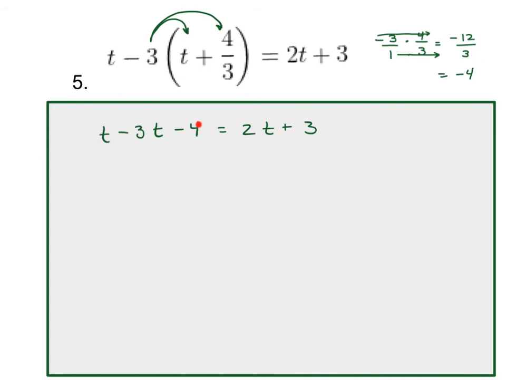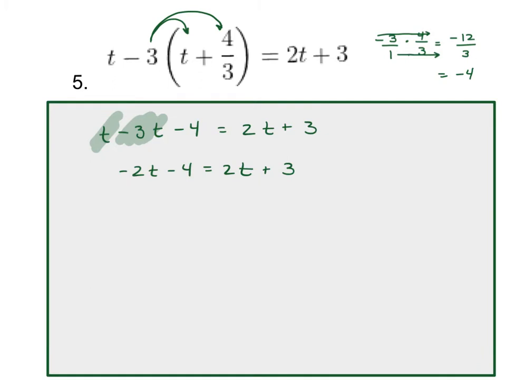Okay, on the left-hand side, we have no more parentheses. We do have some like terms here that we can put together. So let's go ahead and I'll highlight those. 1t, take away 3t's, so that's negative 2t's, minus 4 equals 2t plus 3. And so now we're ready to get our variables all on the same side. Now we could move this negative 2t to the right with addition, or we could subtract this 2t and move it to the left.